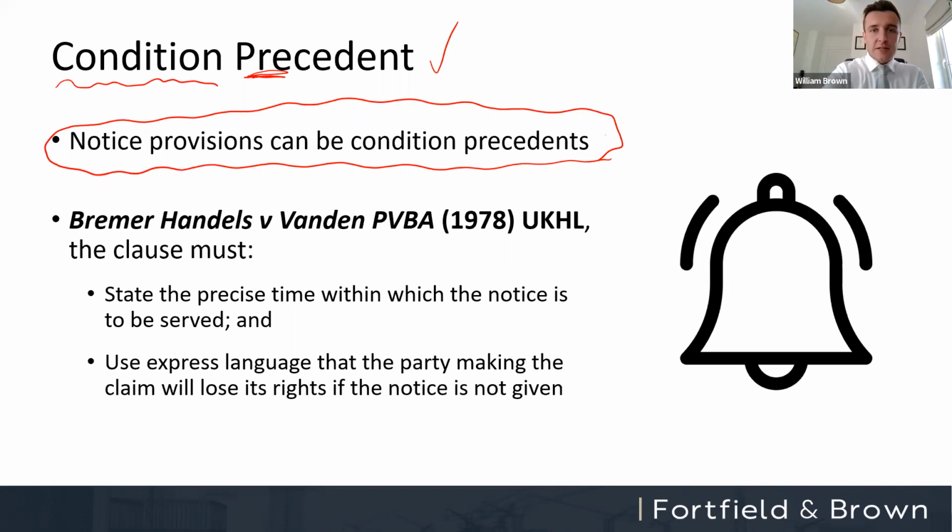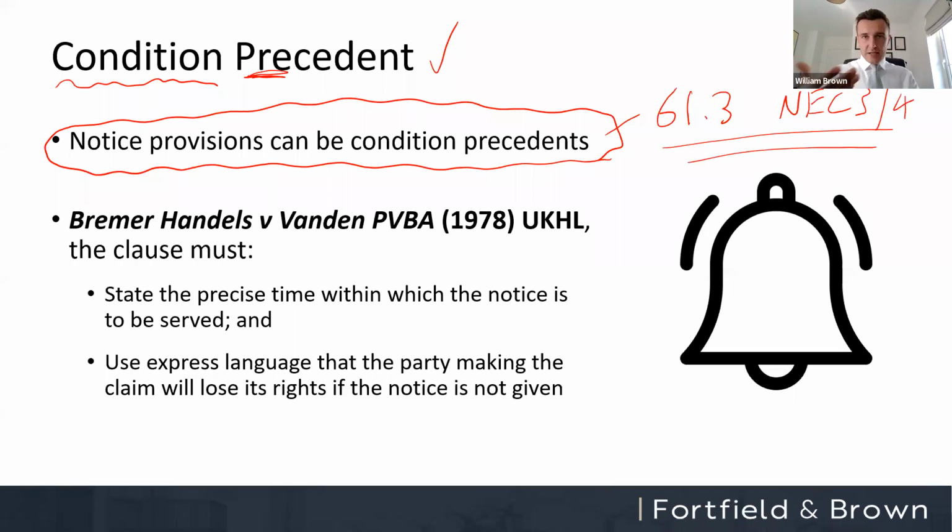Prime example is clause 61.3 of the NEC. And that's both the NEC 3 and NEC 4. It exists in the same place. That's the Engineering and Construction Contract. That clause sets out, Mr. Contractor, Mrs. Contractor, you need to notify within 8 weeks of becoming aware of a compensation event before you're entitled to any time and money consequences of it. If you fail to notify, you get no extension of time and you get no extra money. That is a condition precedent.